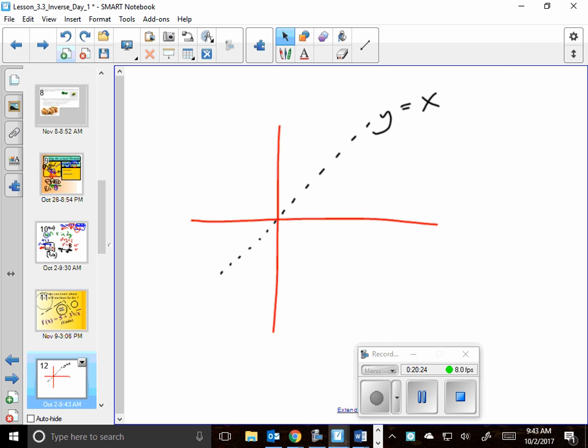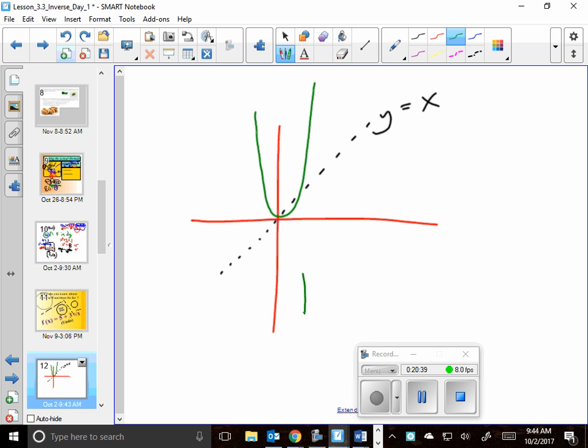So for instance, let's say I have a parabola. My parabola looks like this. I have to reflect it across that line. Now that is weird. Usually you're used to reflecting things like this. That's reflected across the x-axis. But you're not used to reflecting things that way. Hint. The parabola goes that way. It's a sideways parabola.